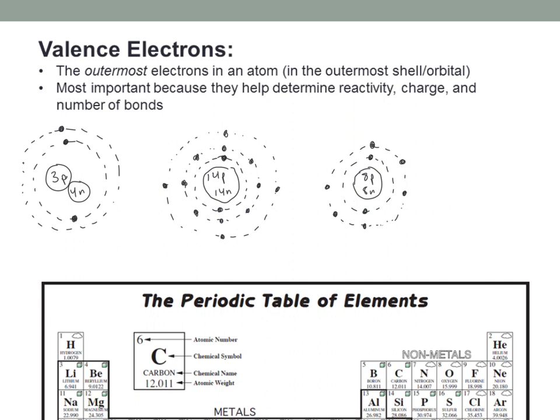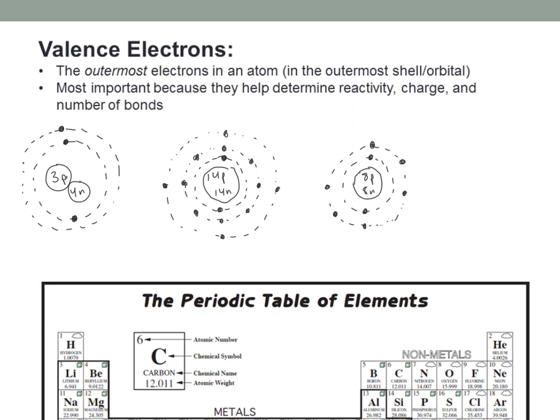Now, since we talked about the Bohr model, we want to refine this a little bit. We had a lot of electrons in some of those elements, and as you keep going down the periodic table, you're going to have a lot more. We want to talk about the valence electrons, though, as opposed to the total number of electrons. So while oxygen may have 8 electrons, not all of those 8 electrons are really that important in terms of reactivity and bonds and stuff like that.